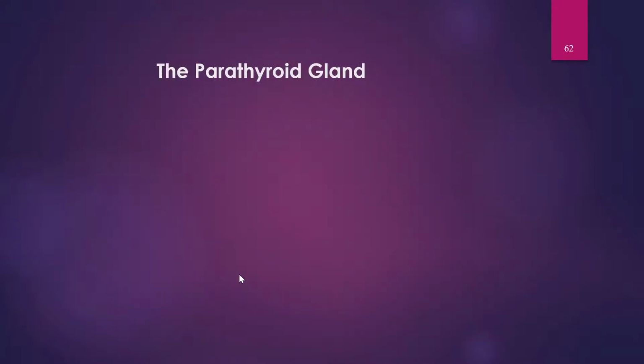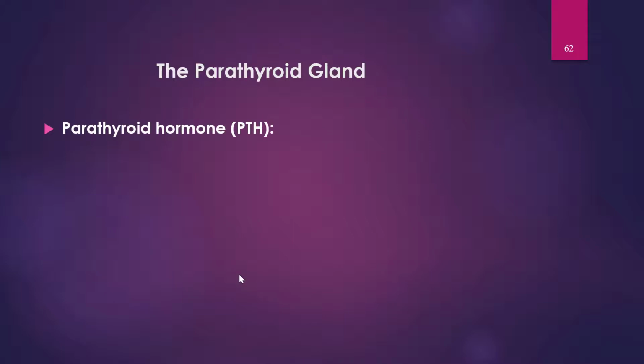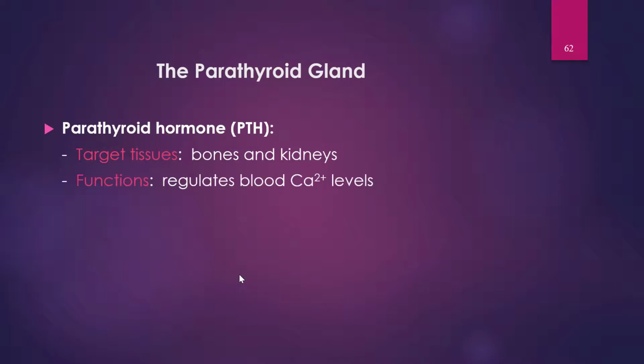The parathyroid gland is located at the back of your thyroid gland, in the posterior aspect of the thyroid gland. The parathyroid gland releases parathyroid hormone, and the target tissues here will be the bones and the kidneys, and the function will be to regulate blood calcium level.